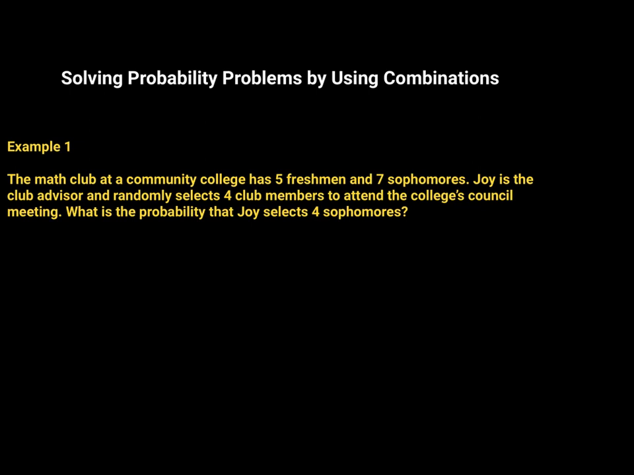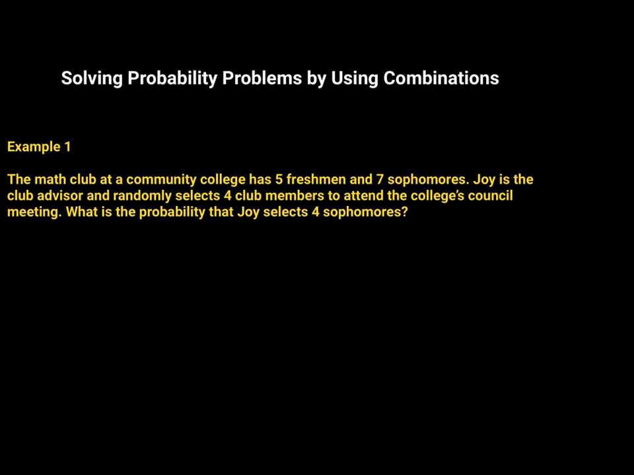Here's the first one. The math club at a community college has 5 freshmen and 7 sophomores. Joy is the club advisor and randomly selects 4 club members to attend the college's council meeting. What is the probability that Joy selects 4 sophomores?